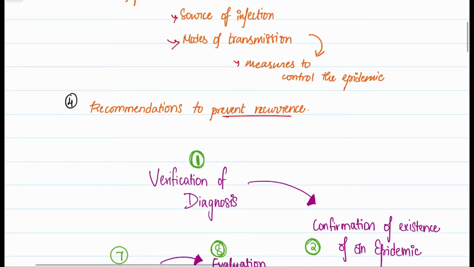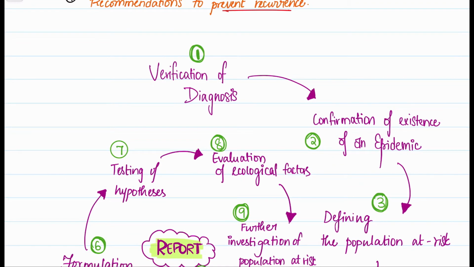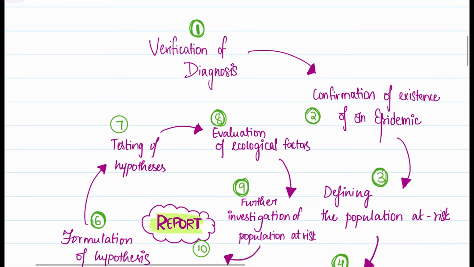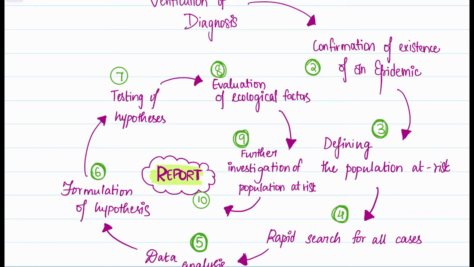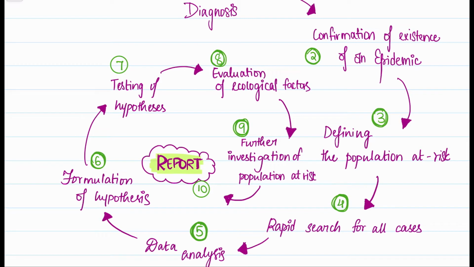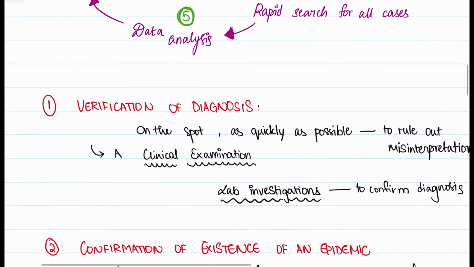Then moving on to the different steps of investigation, we first have verification of diagnosis, then confirmation of existence of an epidemic, then defining the population at risk, then rapid search for all cases, then data analysis, then formulation of hypothesis, then testing of this hypothesis, then evaluation of ecological factors, then further investigation of population at risk, and the report. So these are the 10 steps of investigating an epidemic. I'm going to be discussing each and every step in detail. So let's dive in.